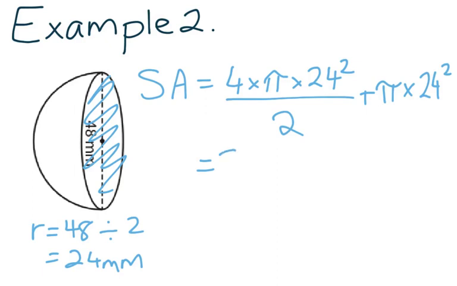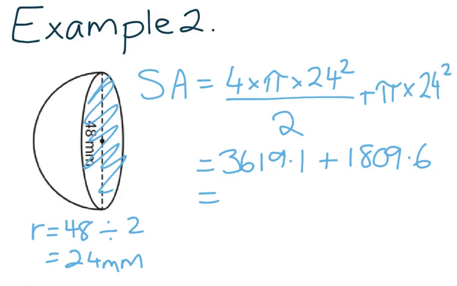So we've got this as 3,619.1 plus 1,809.6. And if we add those two together, we end up with 5,428.7 millimetres squared for our surface area of that hemisphere.